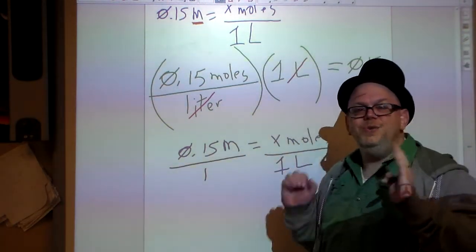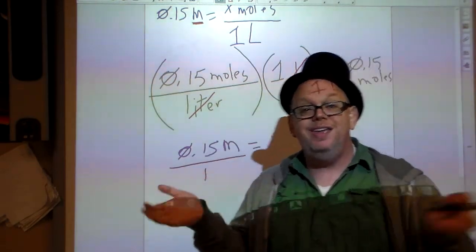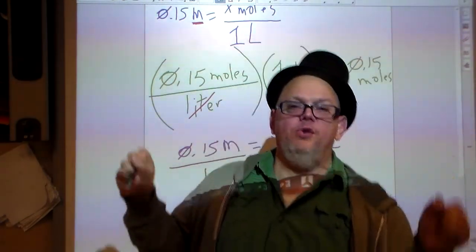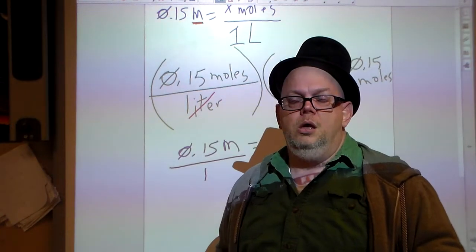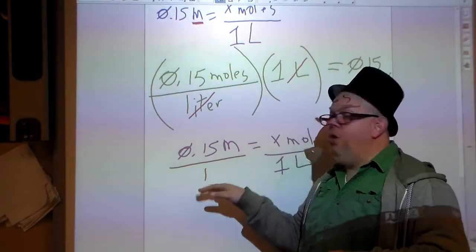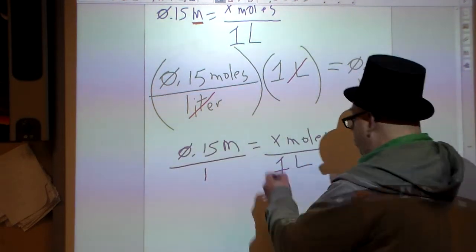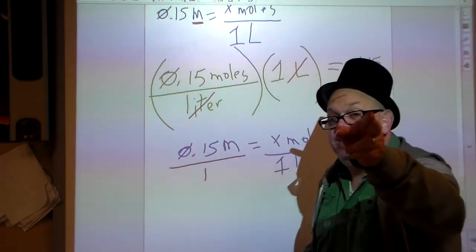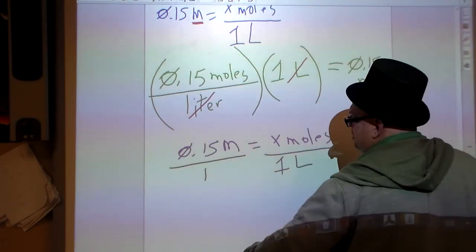Well, wait a minute. Why can you do that? Well, remember, anything over 1 is anything. Oranges over 1 is oranges. 0.15 molar over 1 is 0.15 molar. So we can go ahead and do that. We have the power to do that.